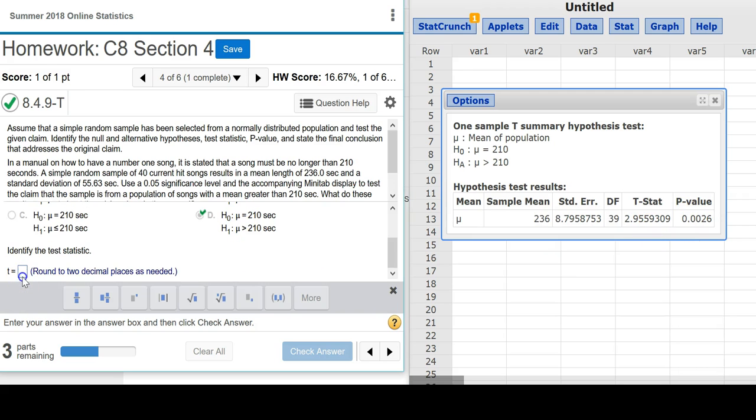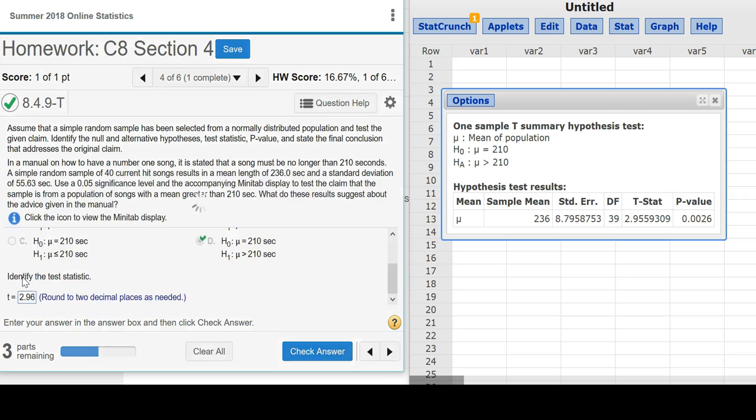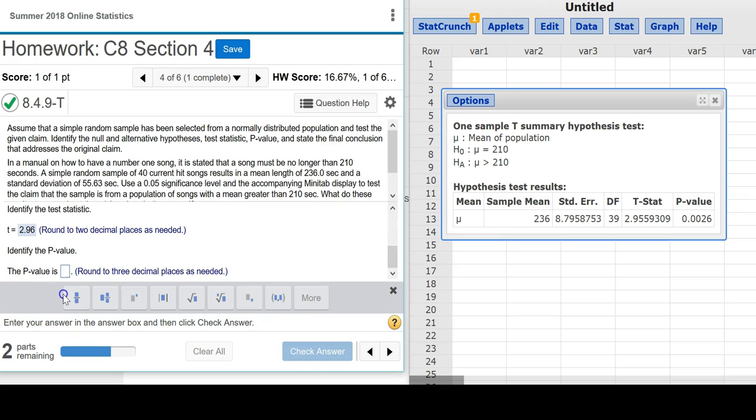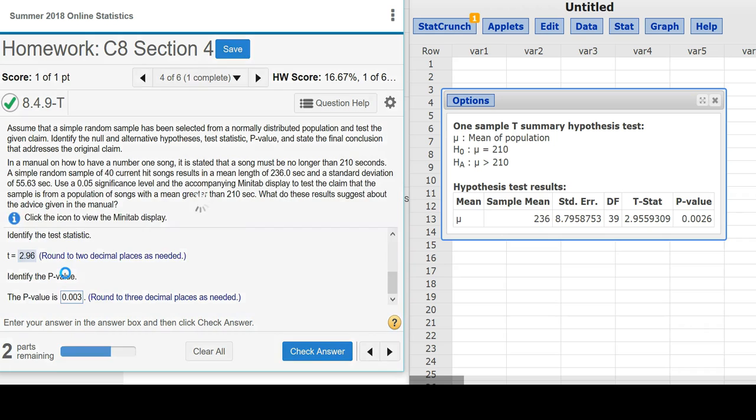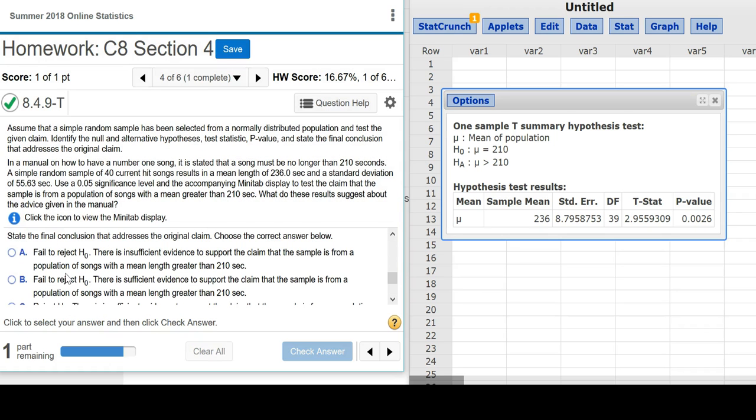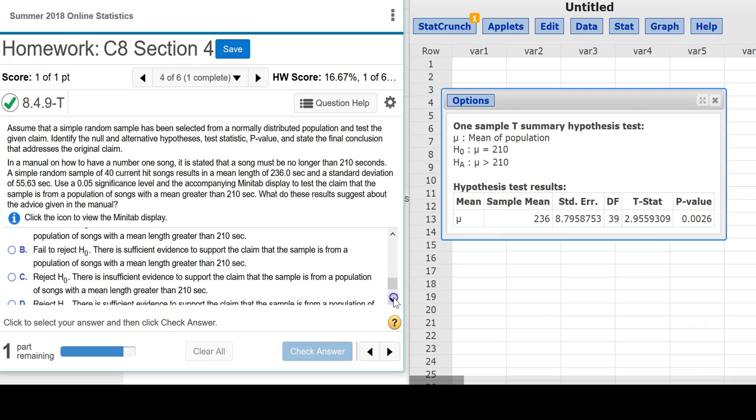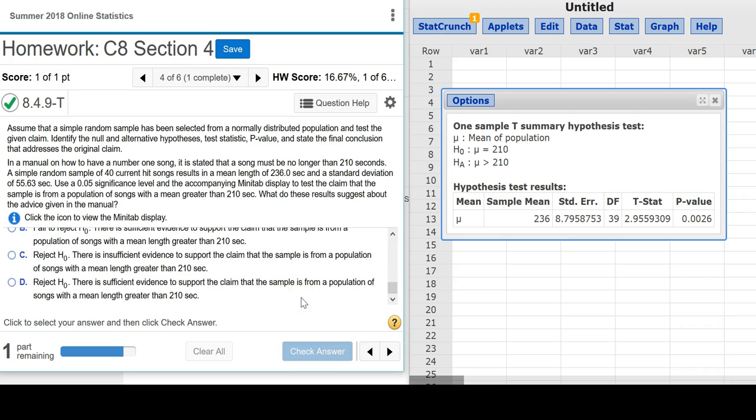So your test statistic here to 2 decimal places. And then the p-value to 3 decimal places. And what would you conclude? Well, notice that your p-value is lower than your significance level. So that means that we reject the null, but our claim was about the alternative. So if we reject the null, then we are supporting the claim that the mean length is greater than 210.